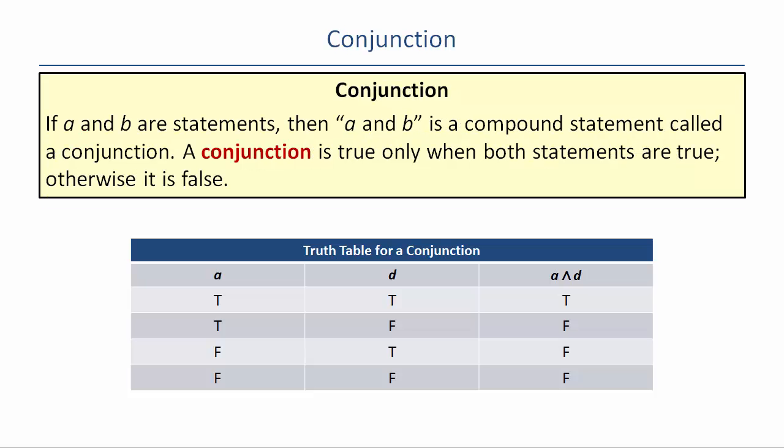So here's a simple example where we have a conjunction, a compound statement where A and B both represent statements. Think of A as "I like ice cream" and B as "I go to the movies." I don't know why my table has A's and D's, but it was a typo, so just think of the D as a B. The compound statement called a conjunction, that's your "and," is true only when both statements are true. So it's only true when both A and D, in this case, in the table, are both true.